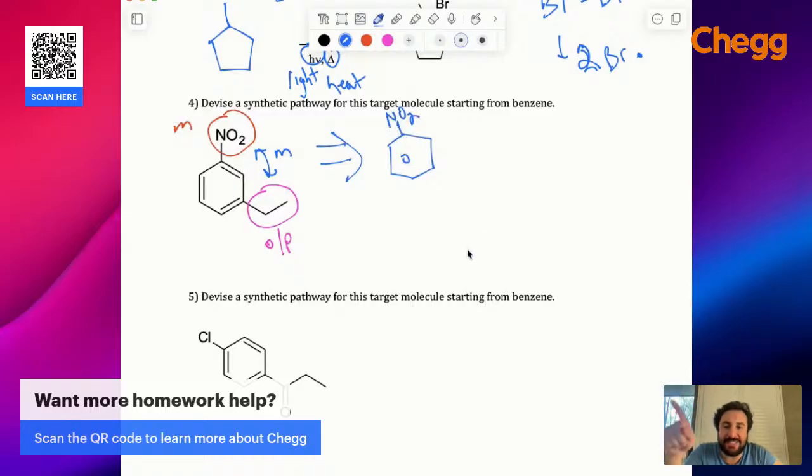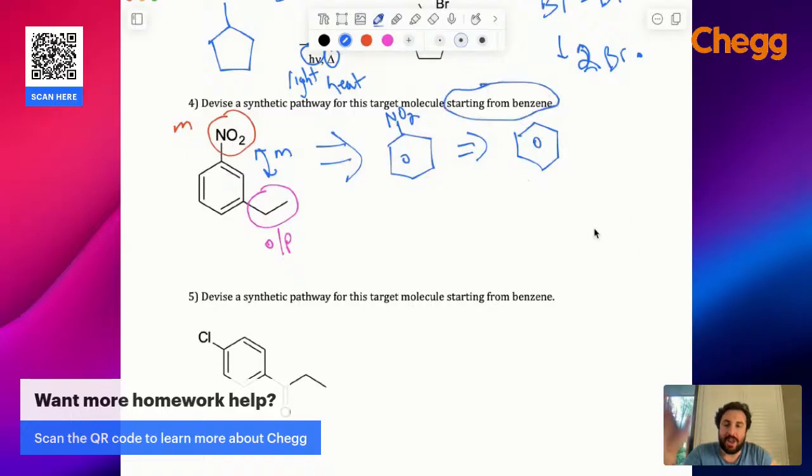So what came before this must be nitrobenzene, right? Because nitrobenzene is a meta director, so it directed the incoming alkyl fragment to the meta position. It can't be ethylbenzene because ethylbenzene is an ortho-para director. So if we nitrated ethylbenzene, we would get the nitro group in the ortho or para position. That's not what we want. We're trying to get this one with a meta relationship. So we have to go back to nitrobenzene, and then from there we can go back to benzene. Right, starting from benzene, we're good.